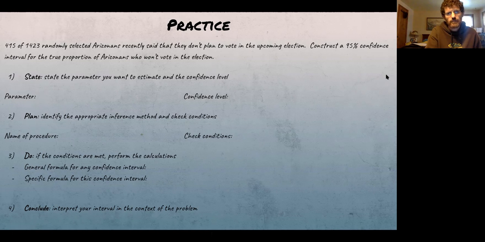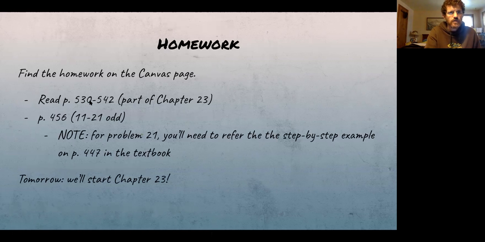And with that, here's your homework for tonight. You need to read, you're only going to read part of chapter 23 because that's what we're going to be talking about tomorrow. Your homework right here, the only thing to mention is that for problem 21, you're going to need to go back and refer to the chapter, page 447, to get part of the context you need. And we're going to do chapter 23 tomorrow.